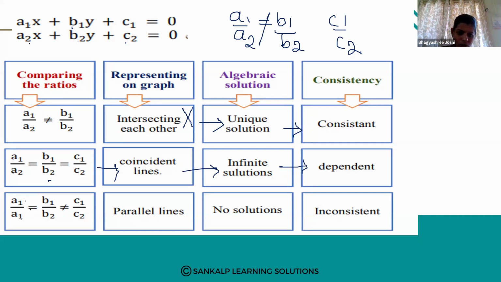A1 divided by A2 is equal to B1 divided by B2 is not equal to C1 divided by C2. That means these two values are same, but it is not equal to C1 divided by C2. That time, two lines are parallel lines. You will have parallel lines. Okay, this is a coincident line. Next, it has no solutions and the graph is inconsistent. Okay, so this is very, very important. This we have to remember.